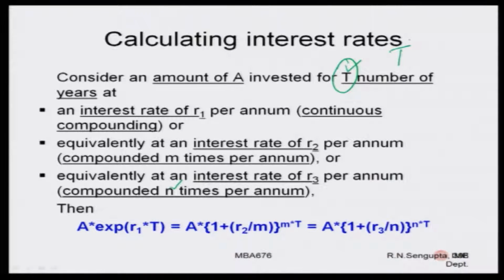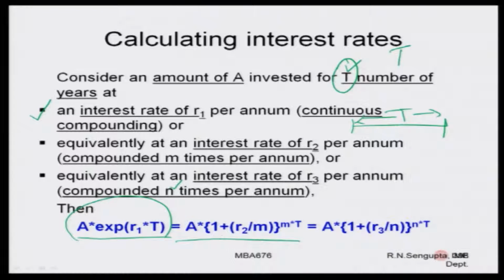Now, for the first case of continuous compounding, the formula is very simple: A, the principal amount, times e to the power r1 t. Here t is the total time duration, so in that time period the overall amount is this. Now, if you are doing it at a different interest rate R2 per annum, but compounded m number of times, this is the formula. As m tends to infinity you will get back this. In the third case, compounding is done n number of times, so the formula remains the same where m gets replaced by n.